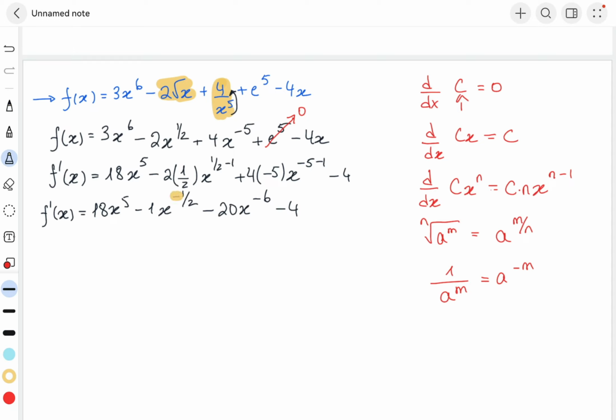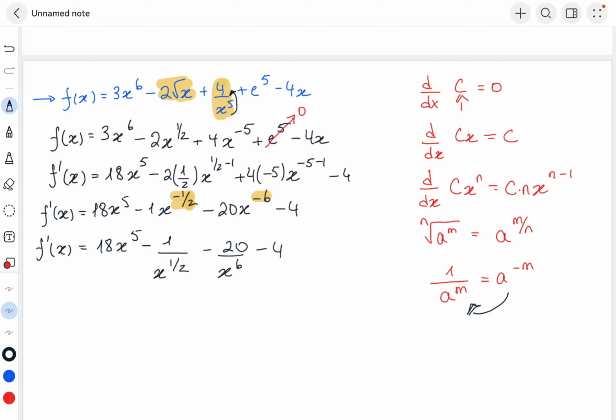Now we have negative powers, so we need to take them down by using the formula that we have here. We'll have f prime of x is 18x^5 minus 1 over x power half, so that we can make the powers positive, minus 20 over x^6, minus 4. We can change the x power half into a radical like we did here. So our final answer will be f prime of x is 18x^5 minus 1 over radical x minus 20 over x^6 minus 4.